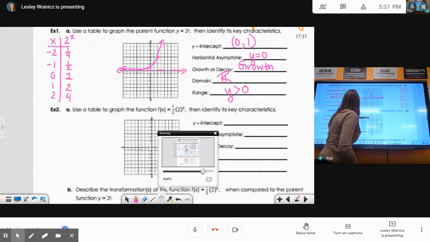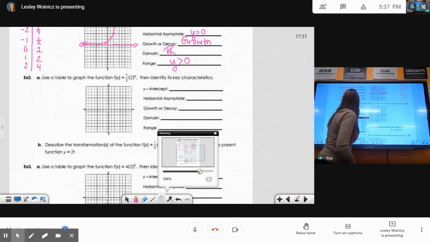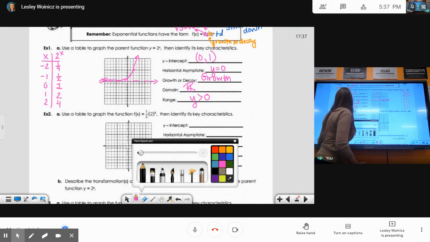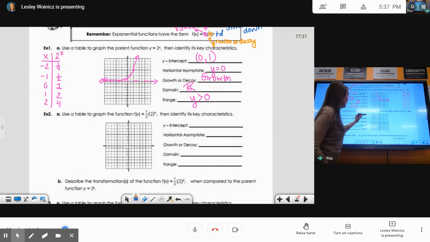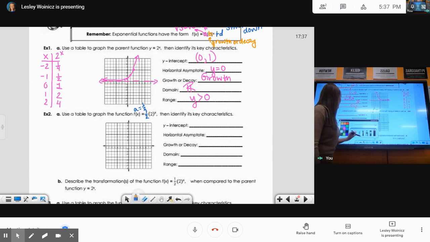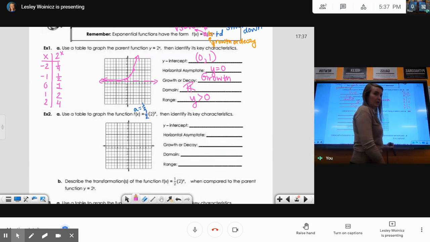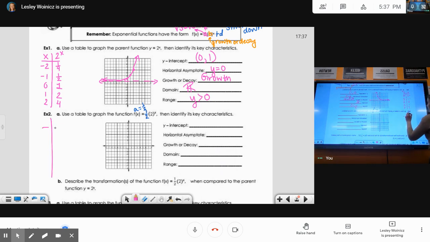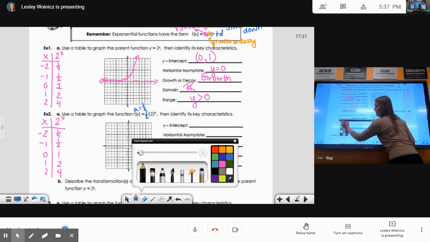Okay, so now we are going to look at example 2. The difference between example 2 and example 1 is this little guy right here. My A value is 1 half. So I'm going to start with my parent, just like we did in our quadratics unit. My parent is x and 2 to the x, and it's negative 2, negative 1, 0, 1, and 2. I'm just copying this down. 1 fourth, 1 half, 1, 2, and 4. Pause me if you need to.